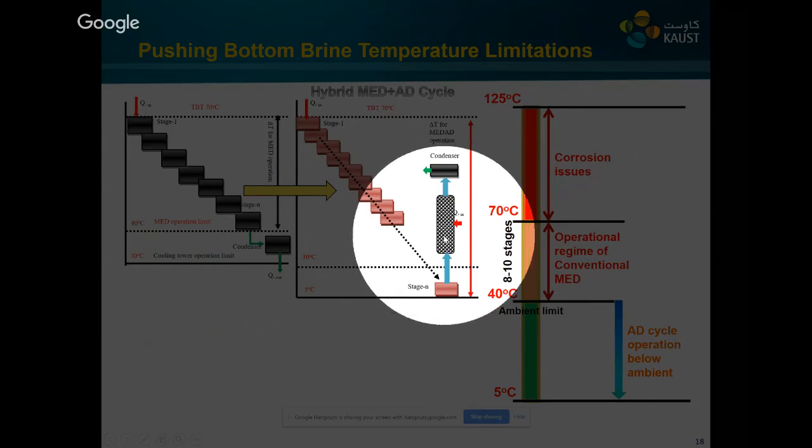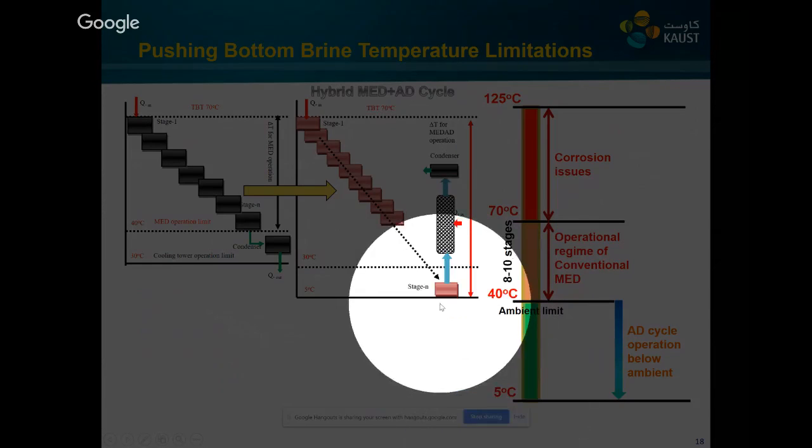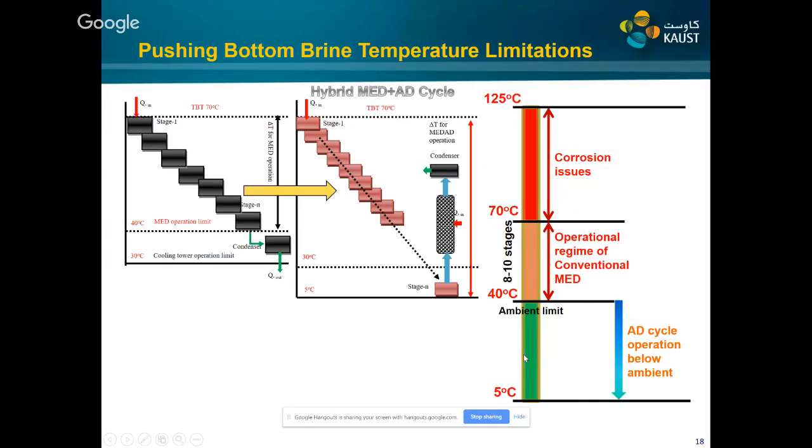limitation. By doing this, we can operate as low as 5 degrees centigrade at the last stage. So it means from 70 to 5 degrees, we can actually install more than 15 recoveries as compared to 8 to 10 conventionally. In other words, it will boost the water production to almost 2 times.